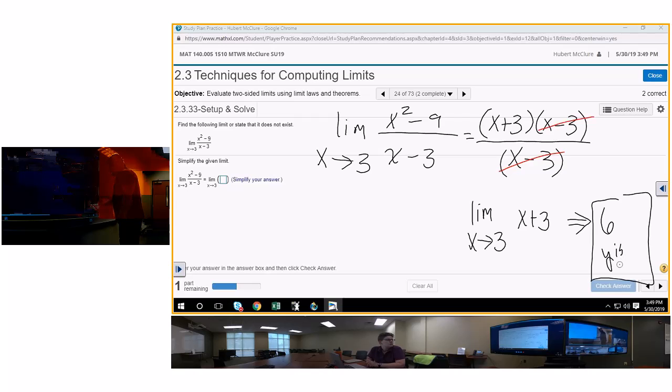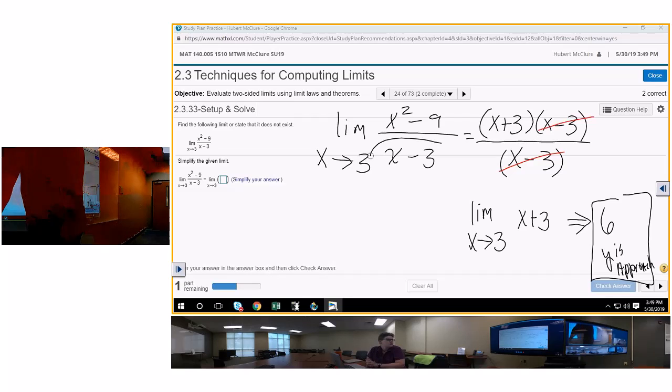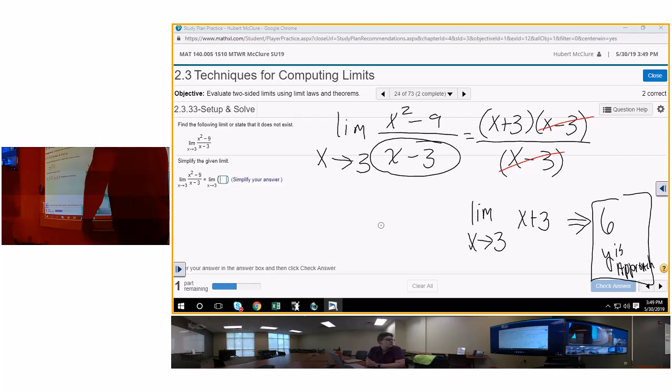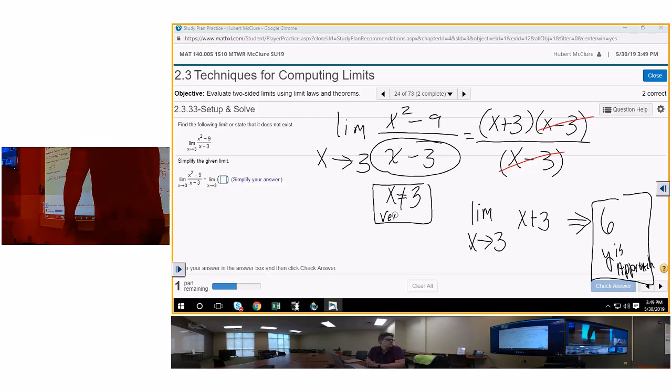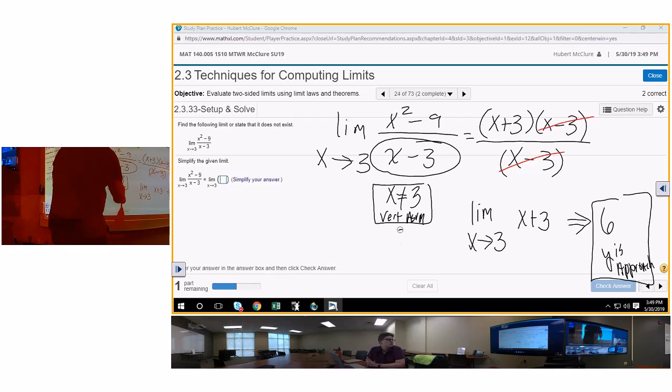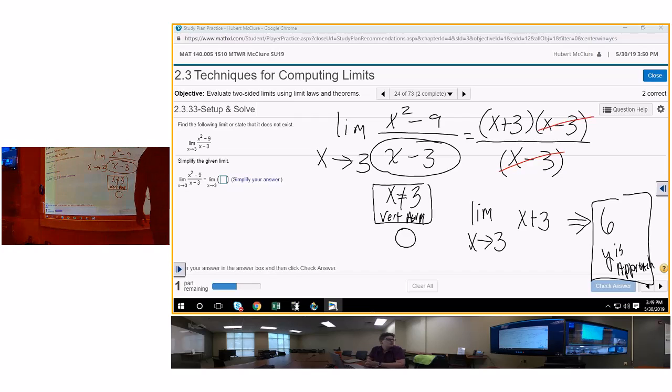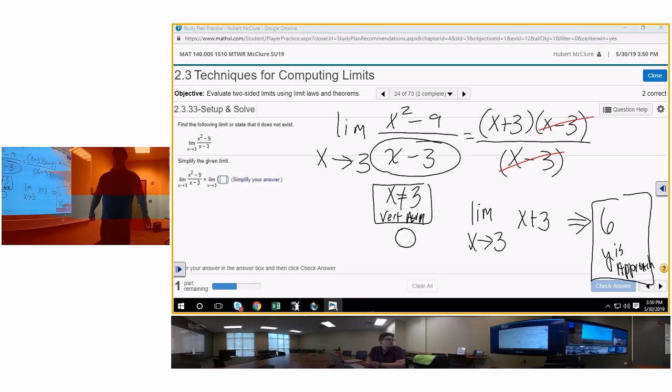What did we learn back in algebra about this? x cannot equal 3. What does that tell us? That's our vertical asymptote. And a vertical asymptote in this section is going to be what kind of circle? Open circle. So you're going to have an open circle at x equals 3.